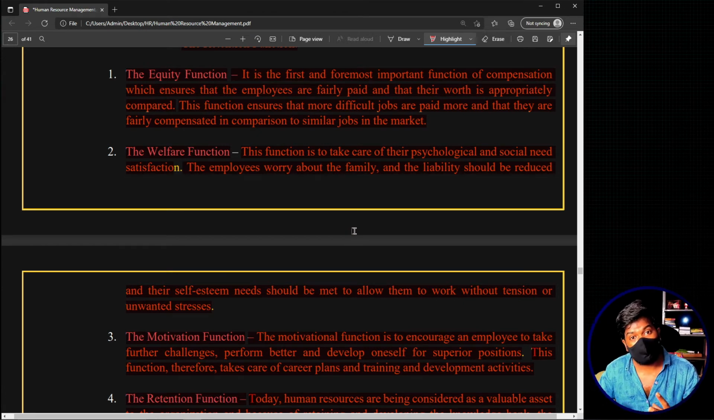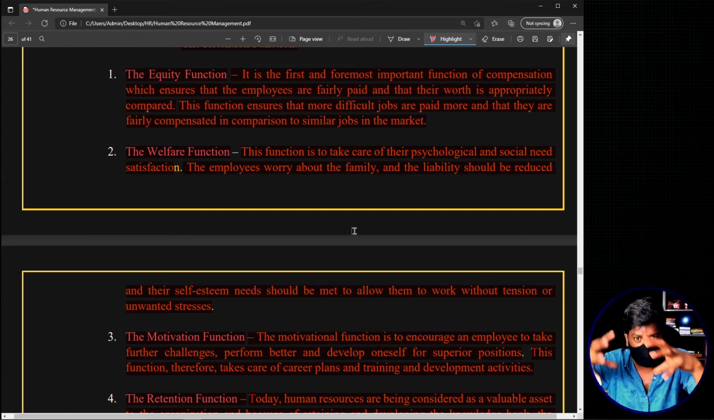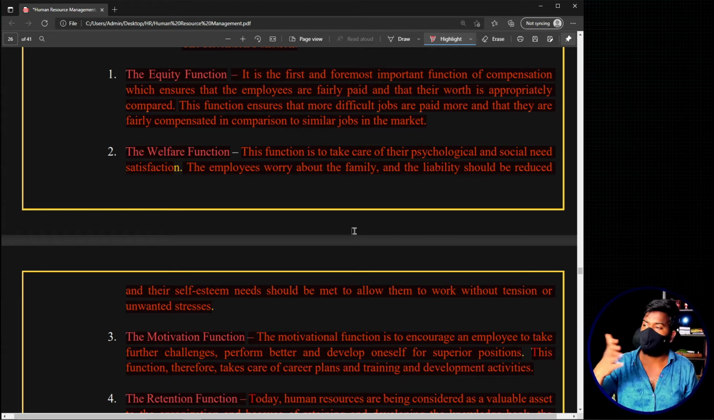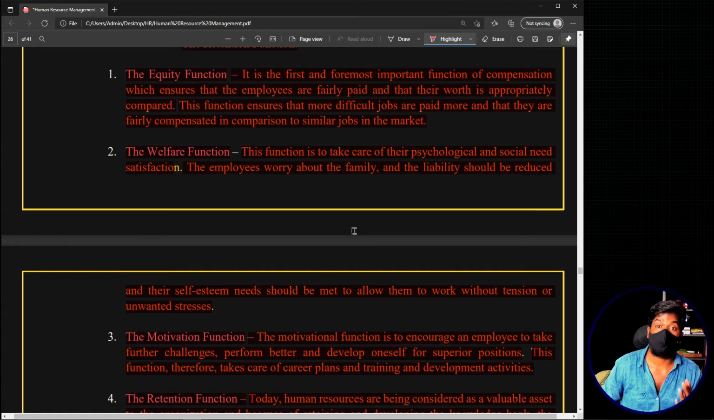That means the entire concept of compensation management in the organization has to fulfill these functions. It is established in order to fulfill these objectives. While establishing the compensation concept in the organization, we have stated that, okay, we are bringing you into the organization, so you have to serve these purposes. These functions you have to fulfill, these are your objectives. So whenever someone asks you what the objectives or functions of compensation management in the organization are, you have to state that there are four major functions: the equity function, the motivational function, the retention function, and the welfare function.